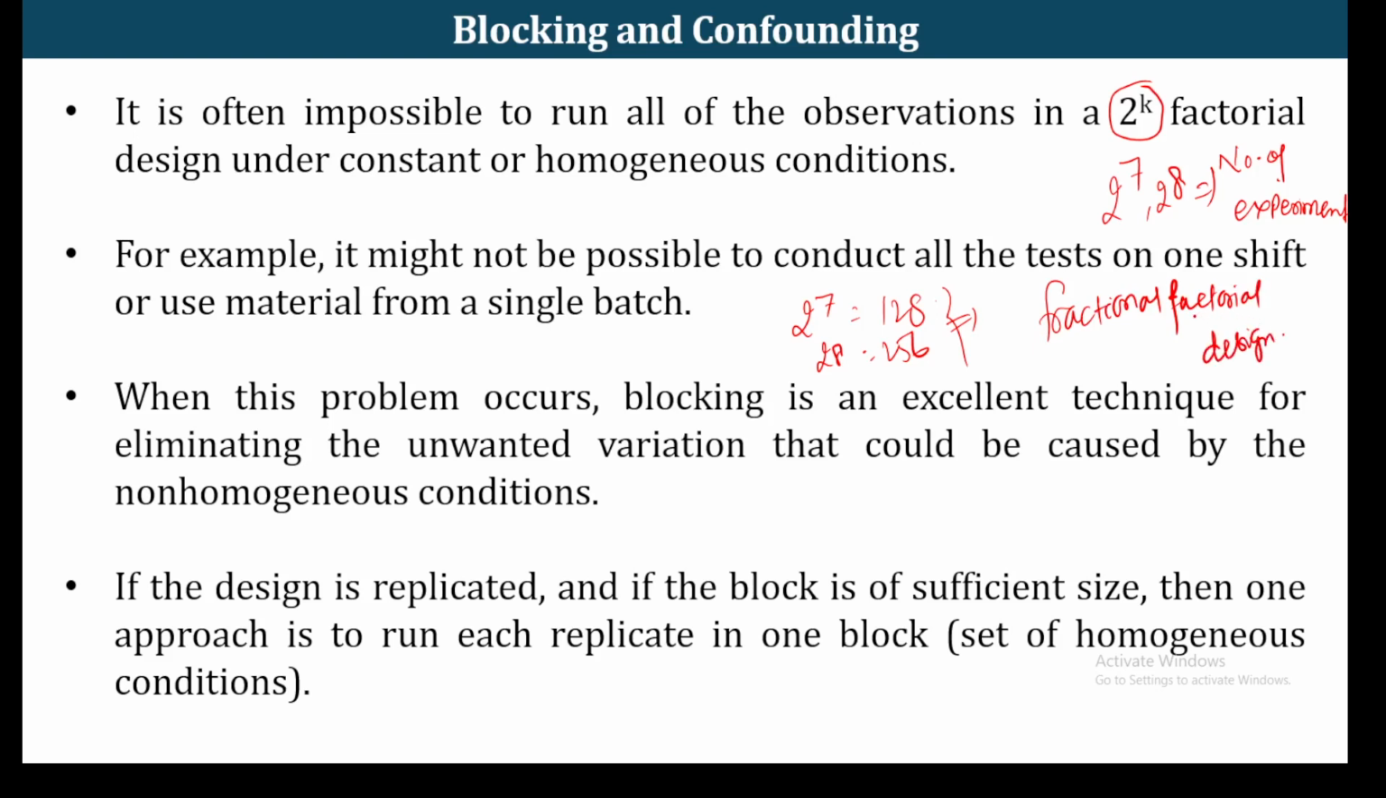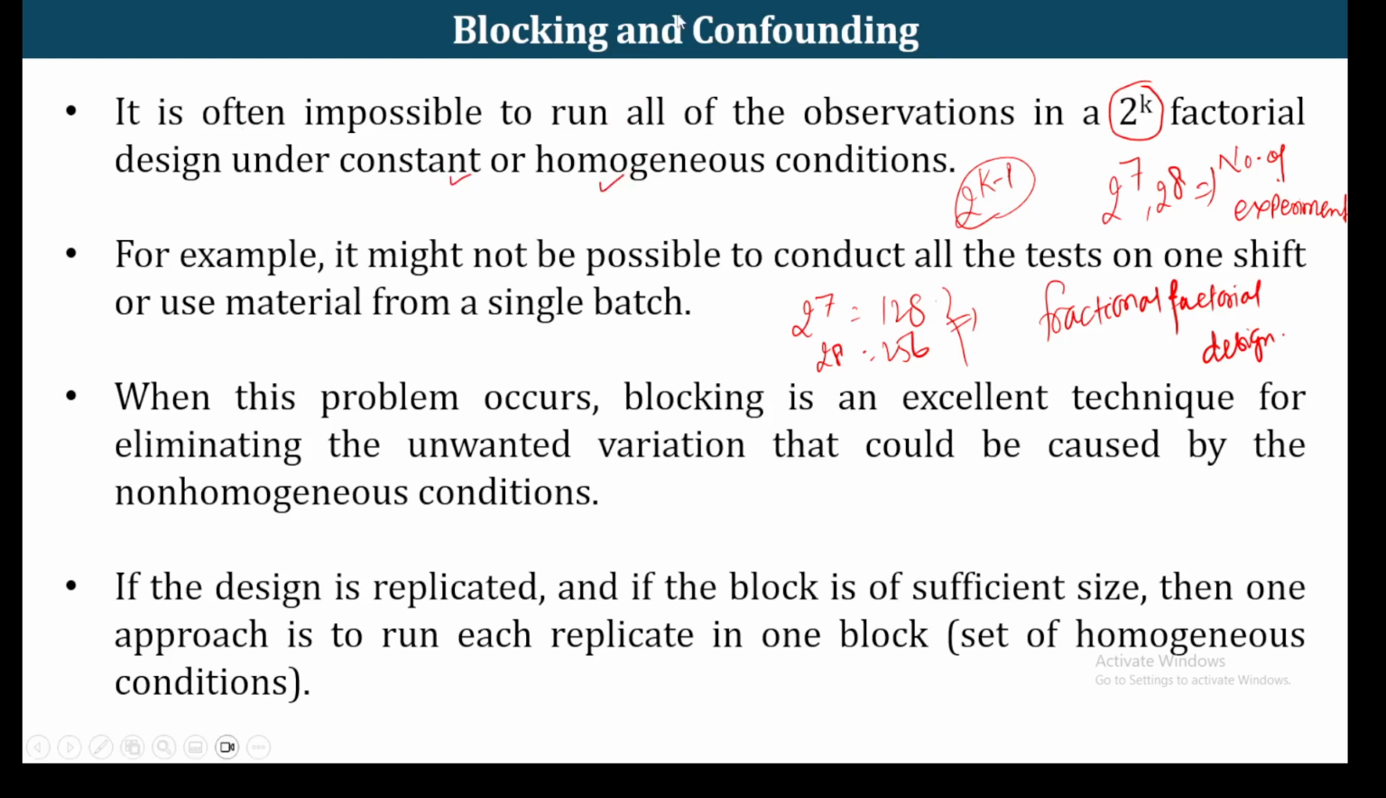Either factorial design, or we can say a screening method. In that, whatever unnecessary or unwanted variation or factors are there, we are going to remove them. That is the k to the power minus p, or we are doing minus 1 of that. That depends upon what we are confounding or aliasing. It is often impossible to run all the observations in a 2 to the power k factorial design under constant or homogeneous conditions.